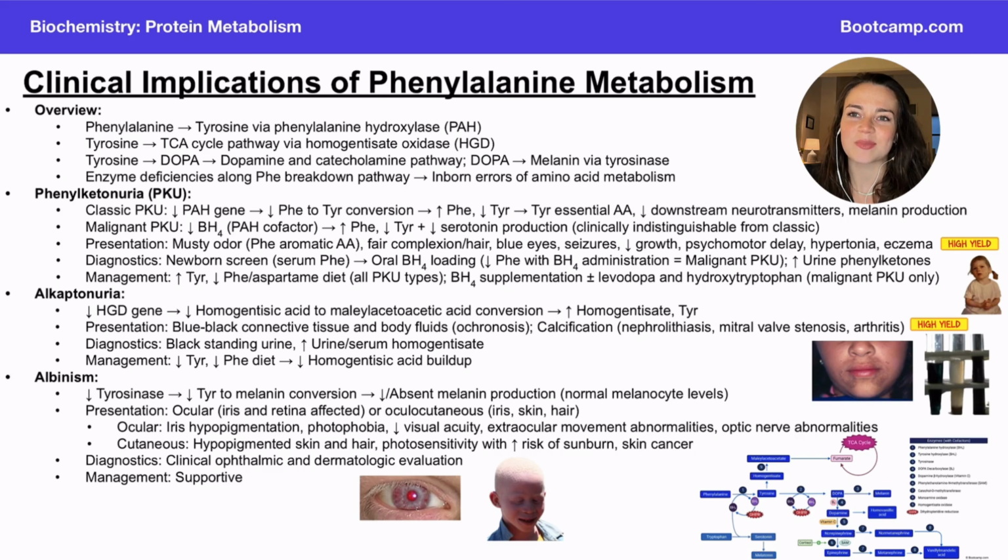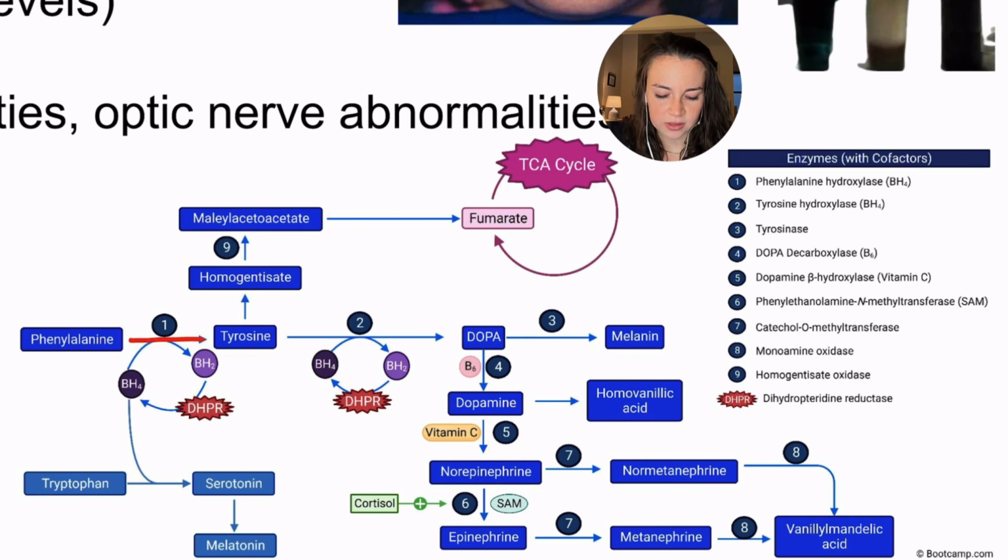Hi everyone, my name is Paige and thank you so much for joining me for our lesson on the clinical implications of phenylalanine metabolism. In the last video, we talked about the breakdown pathways of the amino acid phenylalanine. Remember, the first step of phenylalanine breakdown was the conversion of phenylalanine into tyrosine via the enzyme phenylalanine hydroxylase. And you can see that step here, an enzyme which required a cofactor called tetrahydrobiopterin, or BH4.